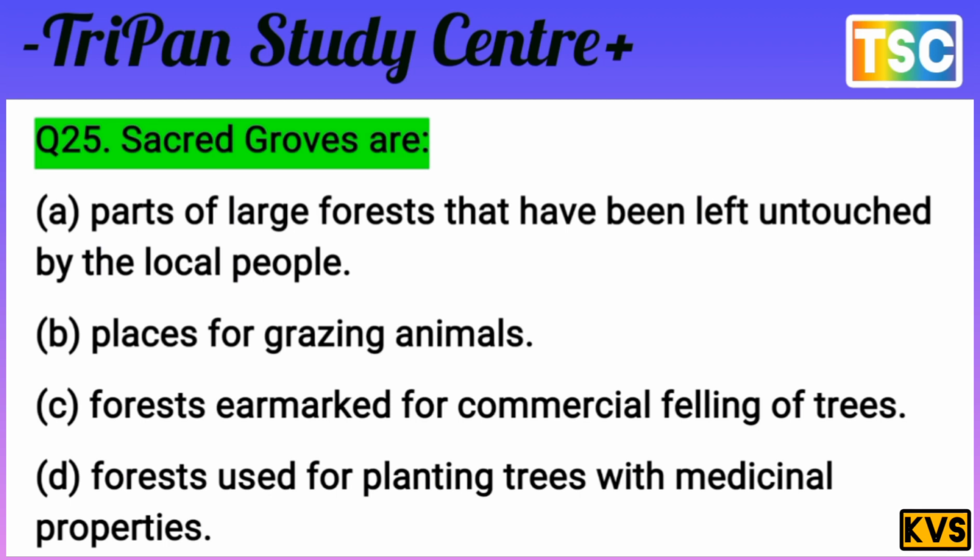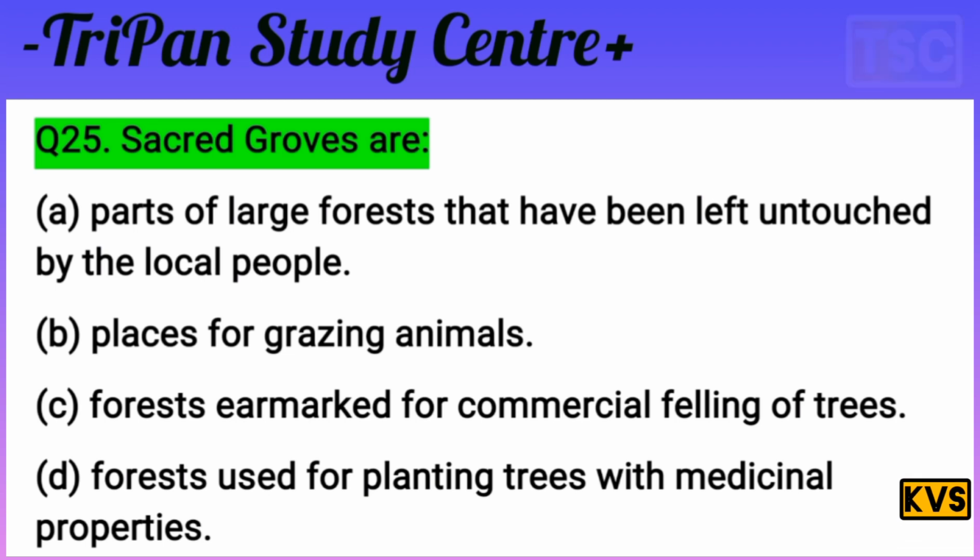The next and last question has arrived. Scattered groves are: A, parts of large forest that have been left untouched by the local people. B, places for grazing animals. C, forest that is a market for commercially felling trees. D, forest for planting trees with medicinal properties. First of all, test your knowledge. I give you a few seconds. You must have thought of your answer. Let's see what our answer is.